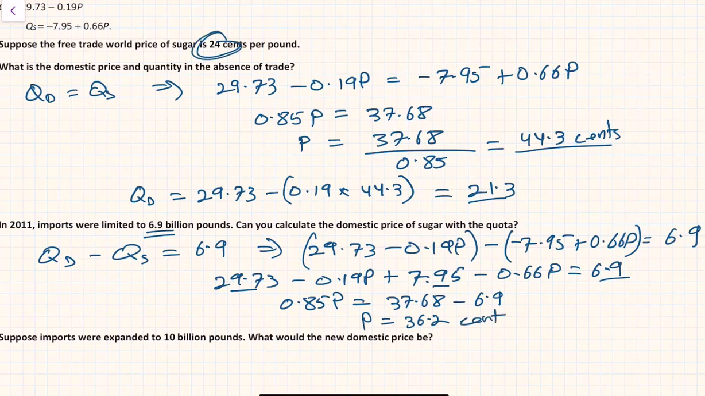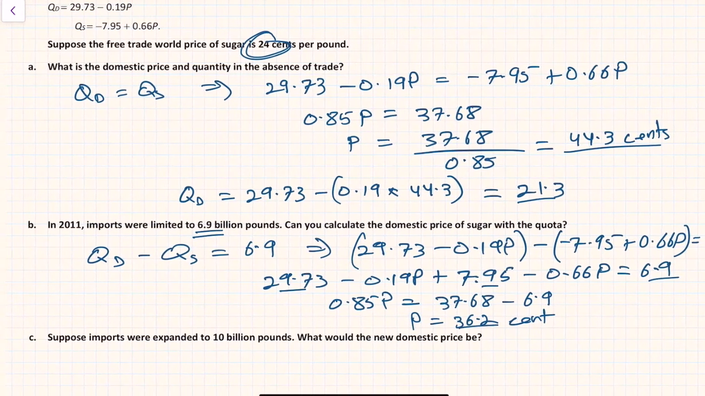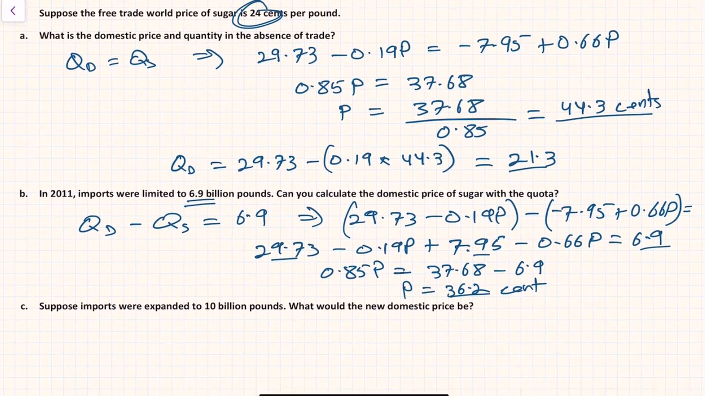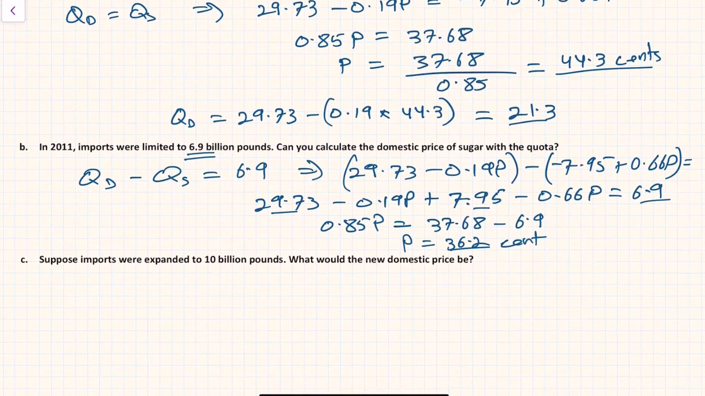So we see that with the quota, the domestic price has not fallen all the way to the international price, but is somewhere in between the free trade international price and the domestic no trade price, which is 36.2. Now, suppose given this, the government is lobbied by the consumers to increase the sugar quota, in other words, allowing more sugar to come in. And now our sugar quota has been expanded to 10 billion pounds.